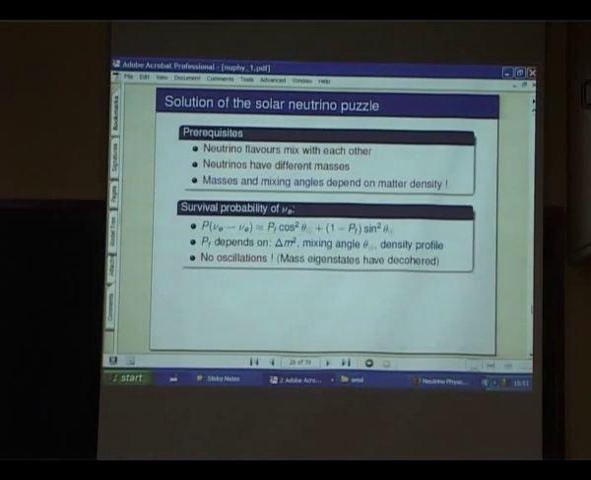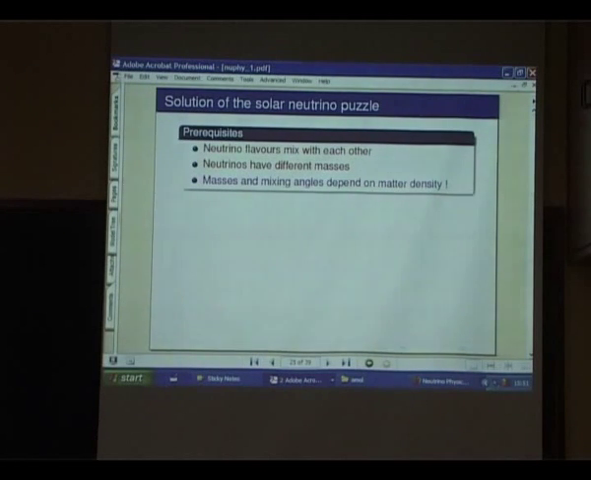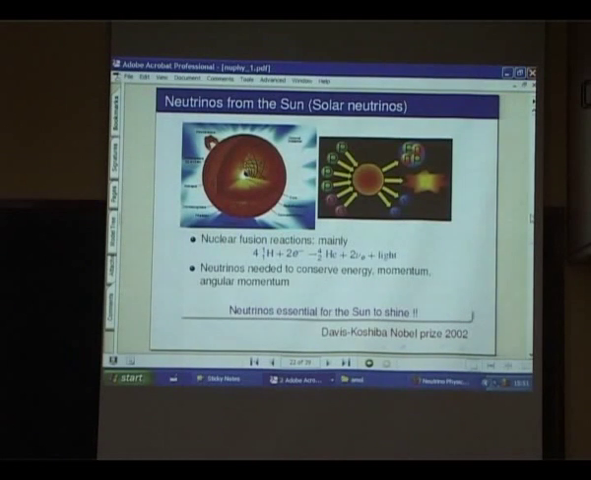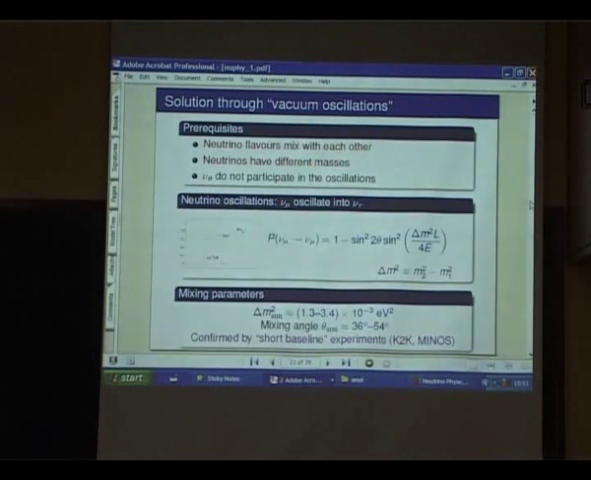So if you look at atmospheric neutrinos, yeah, I'm finishing that. If you look at atmospheric neutrinos, you would have seen that there are oscillations like this. Perhaps not very visible. In the solar case, there are no such oscillations.